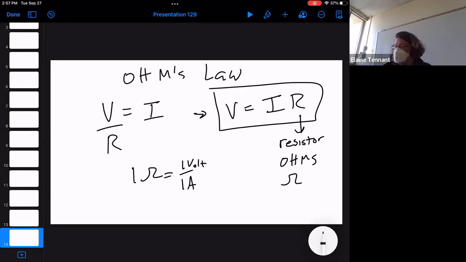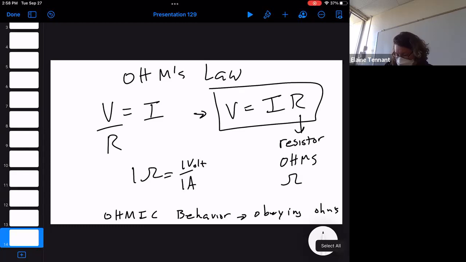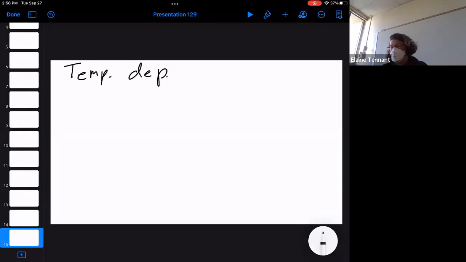And generally, what people talk about is something called ohmic behavior, where ohmic behavior is just when your circuit is obeying Ohm's law. Okay, and you might say, well, doesn't everything obey Ohm's law? But let's talk about this. Let's talk a little bit about temperature dependence. I think on Thursday we'll really talk about temperature dependence.